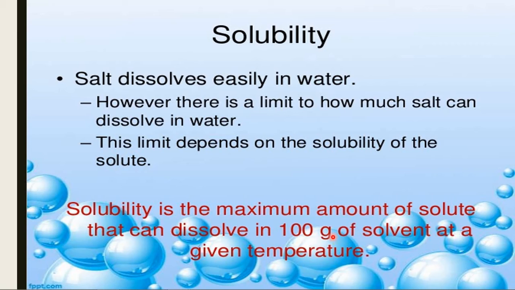For example, let's say you have sodium chloride. The solubility of sodium chloride in water at a temperature of 20 degrees Celsius is 38 gram per 100 gram of water. That means that only 38 gram of sodium chloride can dissolve in 100 gram of water at 20 degrees Celsius. That's what it means by solubility. So now move on to the next slide.